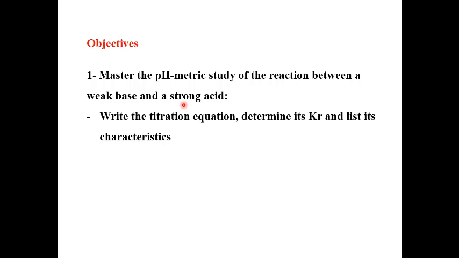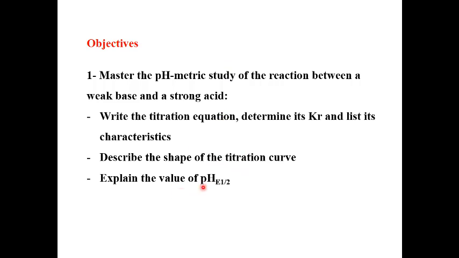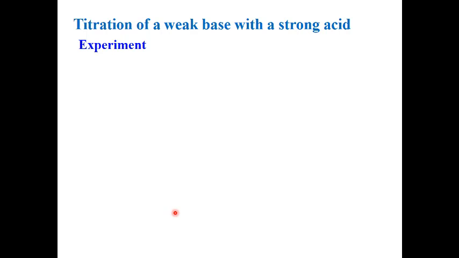There are some sub-objectives that will be the same: to write the equation of titration, to determine its Kr, and to list its characteristics. Also we have to describe the shape of the titration curve in this case, explain the value of pH at half equivalence, and finally explain the value of pH at equivalence. So let's start first of all with the titration of a weak base with a strong acid.